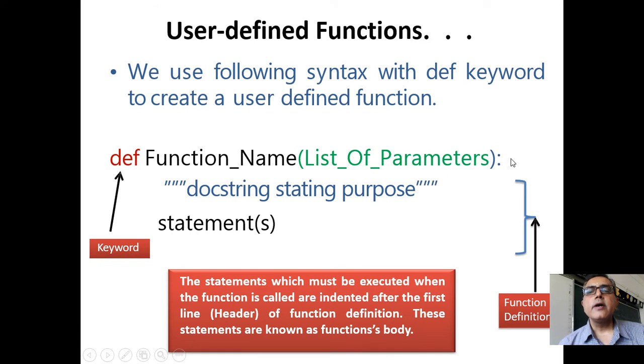Then the first line where you have written def must end with a colon. Colon means the function definition is to follow. The function definition is not yet over. There are statements after this statement. So this first line of the function definition is known as the function header. The def line is known as the function header.